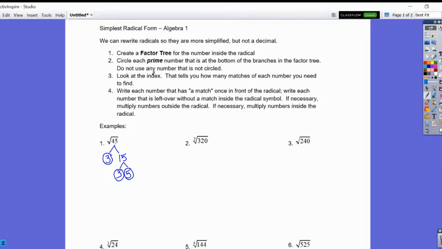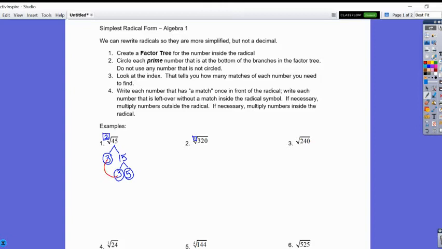I'm going to focus on the index of my radical. Now, in example 2, it's a little bit easier to see. The index is this 3 that sits on the shelf as a cube root. In example 1, there is no number sitting on the shelf there. It's a square root. Anytime that you have a square root, it is understood to be an invisible 2. So I need to find matches in groups of 2 in that factor tree.